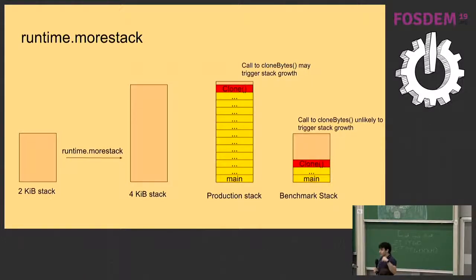And then when you call a function, the runtime checks if you have enough room left on the stack to call the function. If you don't, it allocates a new stack, twice as big, copies all the stack frames, and then resumes execution. So our new theory was that in production, our call stack was so deep, and we were right on the edge, that when you called clone, it would push you over the edge, and you'd allocate like a 4 or 8 kilobyte stack, which is expensive. And in the benchmarks, the stack was really shallow, so you wouldn't do that.